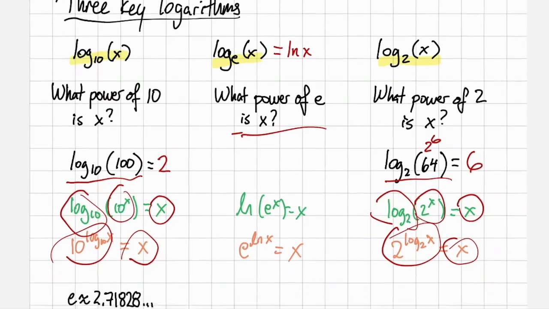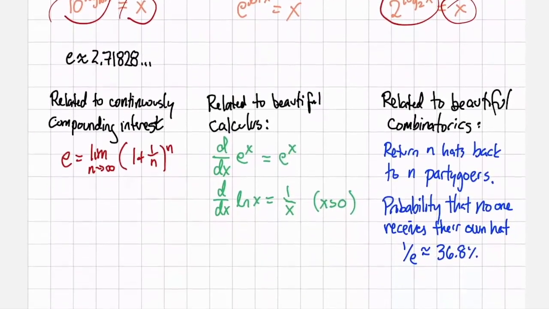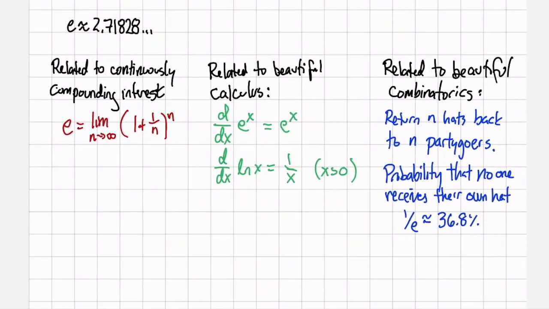Let's take a quick diversion and talk about the number e and why it's so special. It's related to continuously compounding interest by this equation. It's related to beautiful calculus in that the derivative of the exponential function is the exponential function, but only when the base of the exponential function is e. And the derivative of this natural log function is 1 over x on the domain of the natural log function.